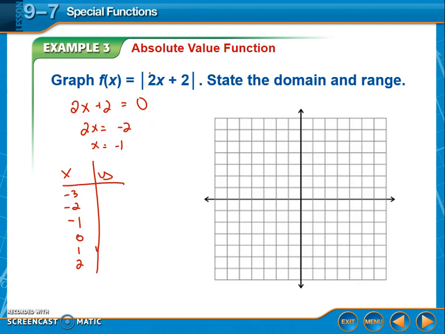So -3 times 2 is -6 plus 2 is -4. Absolute value of -4 is 4. Okay, so you guys go through putting in those values for x and fill out the rest of this table. Pause your video now and do that.